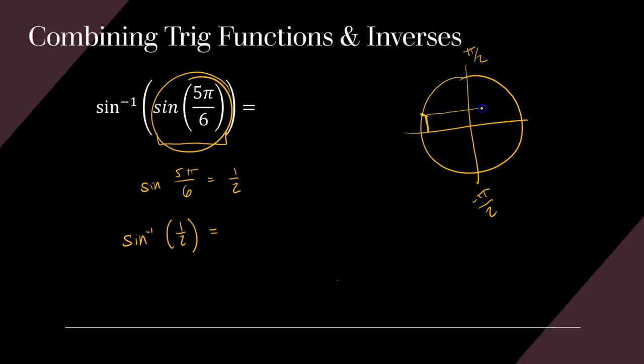That is going to be directly across from this one. That's going to be right here, and that would be at pi over 6 radians. So that would be your answer. The final answer for the inverse sine of the sine of 5 pi over 6 would just be pi over 6. Let's try another one.